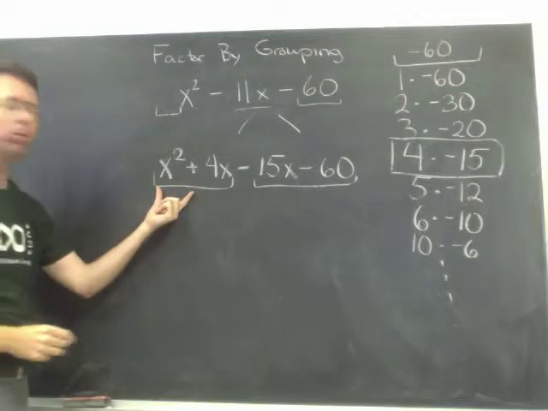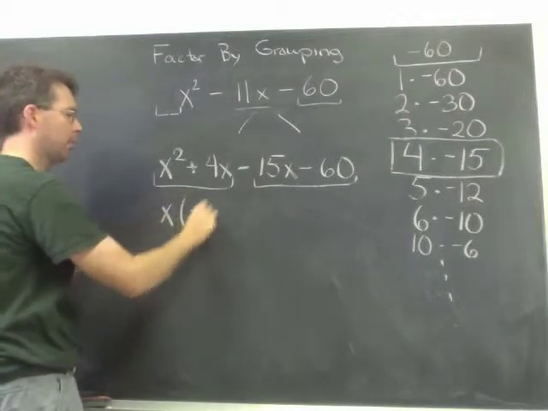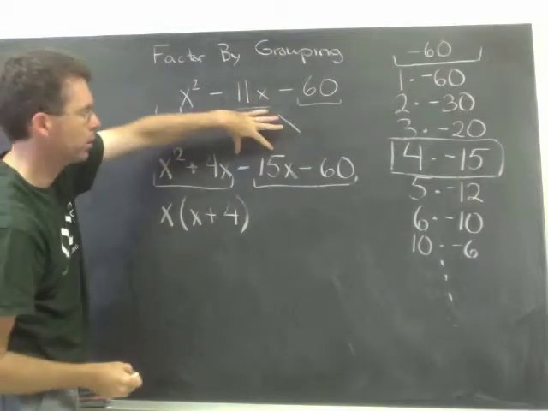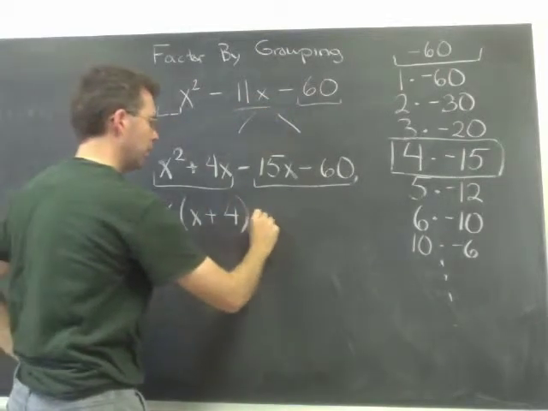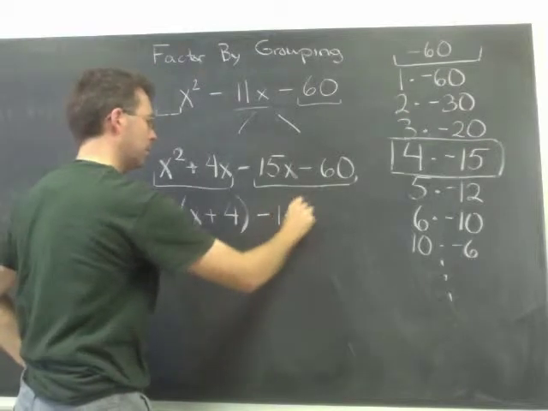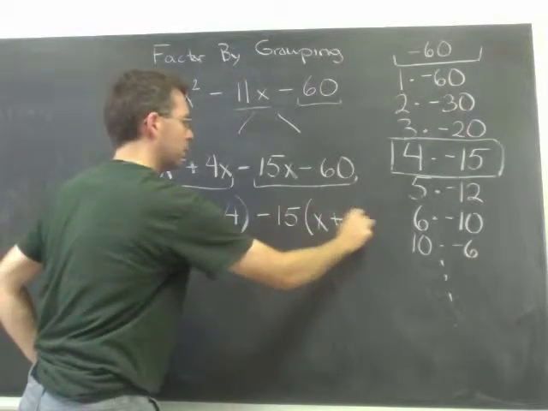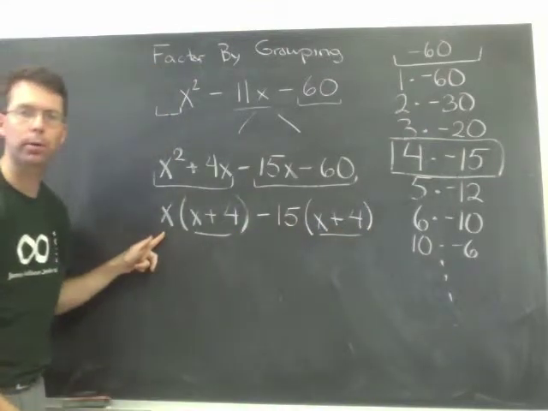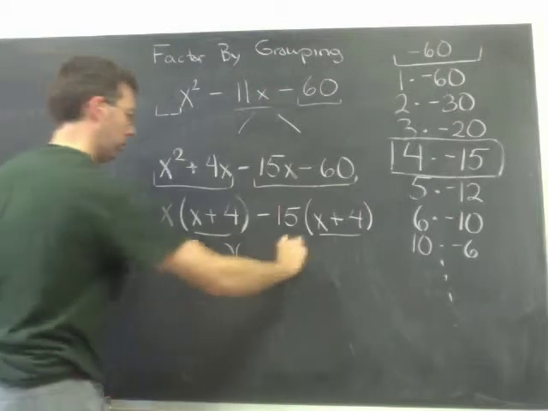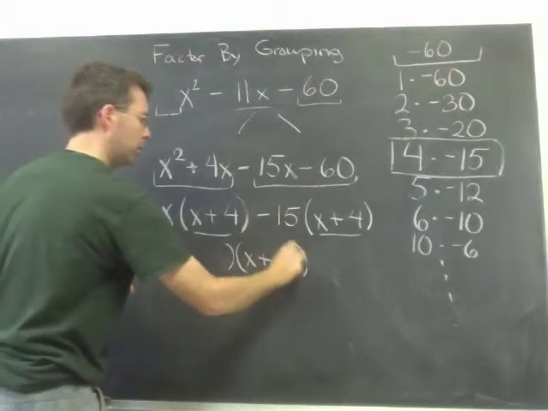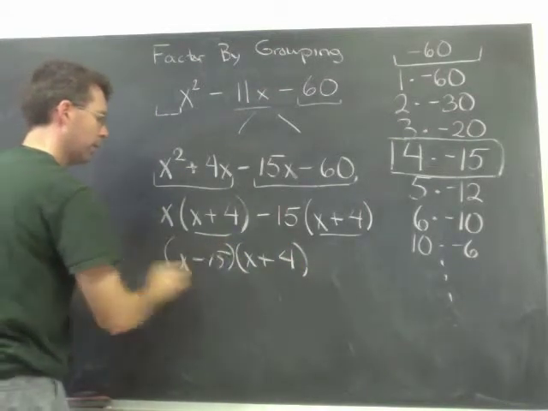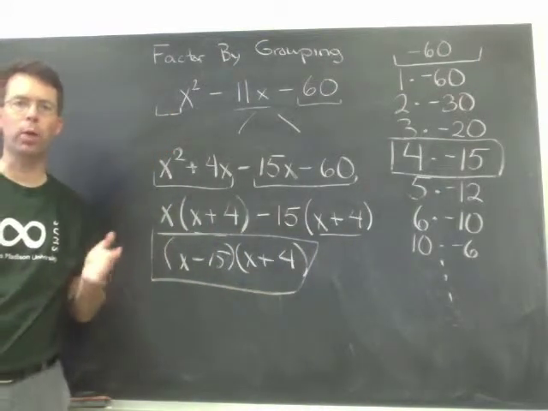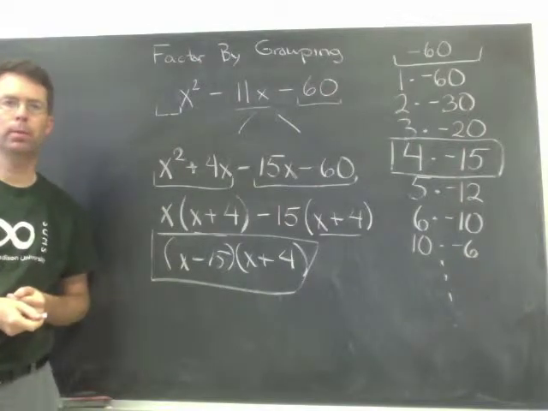So x squared plus 4x, factor out the x, and I'm left with x times x plus 4. For my other terms, I always want to factor out that full coefficient, so minus 15 times x plus 4. And now x plus 4 is a common factor. x plus 4 times x minus 15. And I've just found the factorization of the quadratic by using grouping.